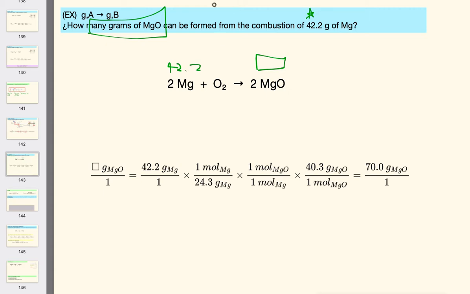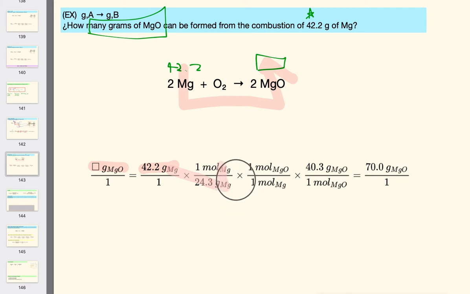How are we going to get there? This should be pretty easy. I'm going to go, I'm going to go what? Box equals star. I'm going to go from grams of this to moles of this, from moles of this to moles of that, from moles of that to grams of that. It's no harder than that. Box equals star.